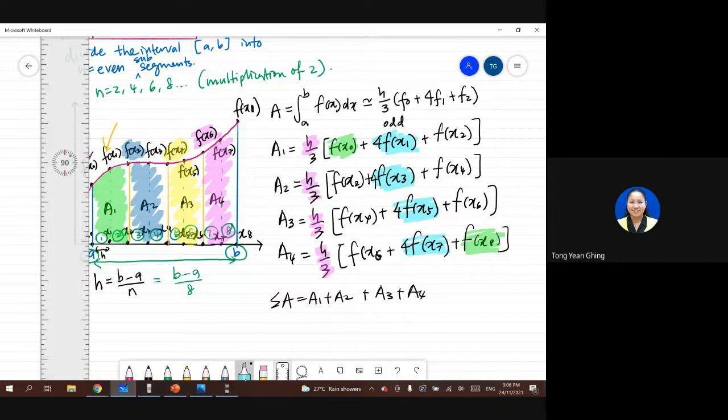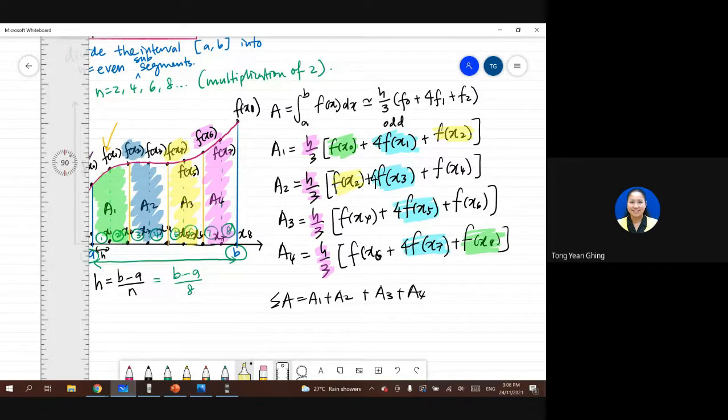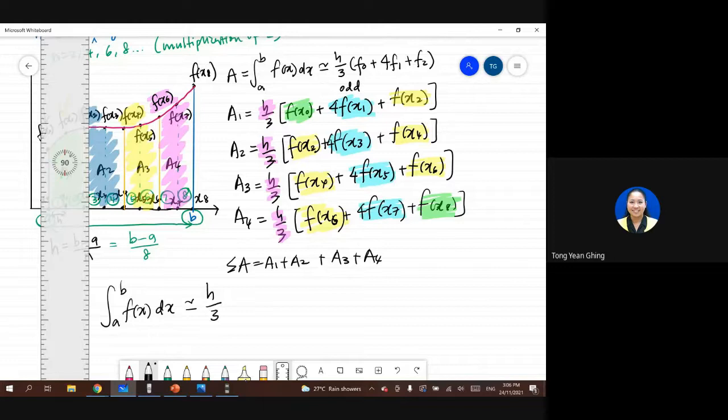And yang number yang genap, genap, ambil color kuning, okay. So here, F2 is appear twice, 2 kali. F4, 2 kali juga. F6, 2 kali juga. So, dia jadinya, dia punya formula untuk Simpson's one-third rule sebenarnya jadi integral a to b, fx dx is equal to H over 3 F0 plus Fn.